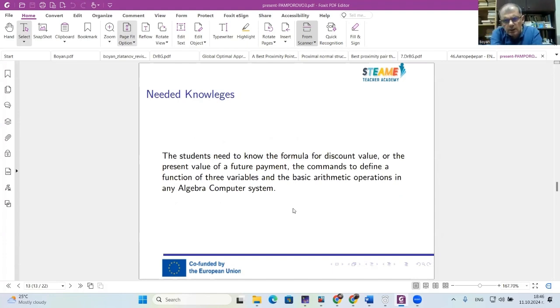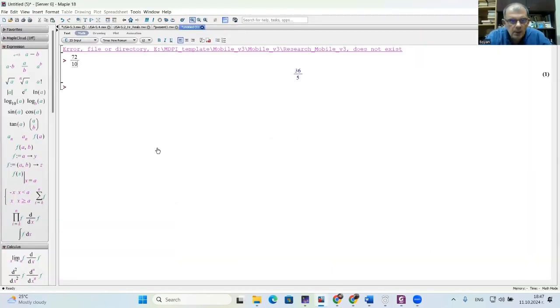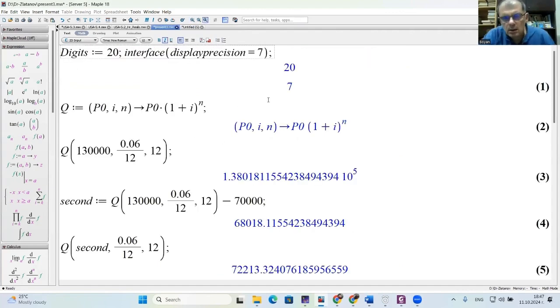For the second solution, students need to know the formula for discount value, present value of a future payment, and the commands to define these functions. Now, going to the solution, I use the software Maple for better precision in the computations. I apply 20 digits, and I would like to present just 7 digits after the dot.